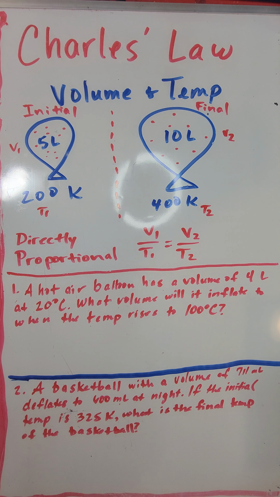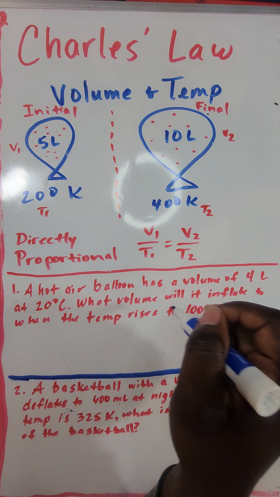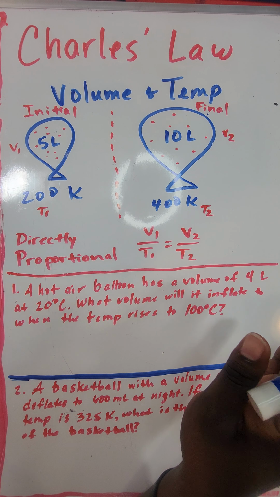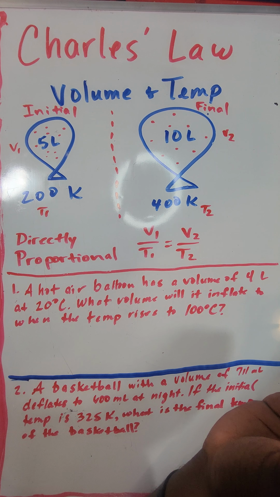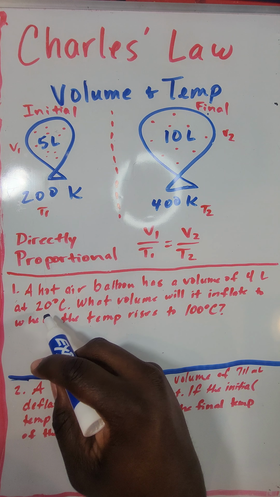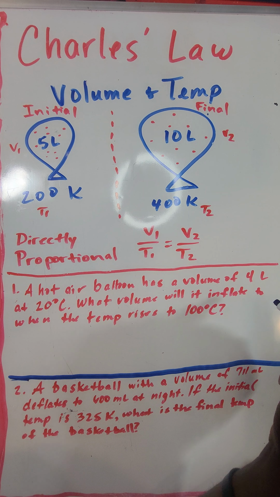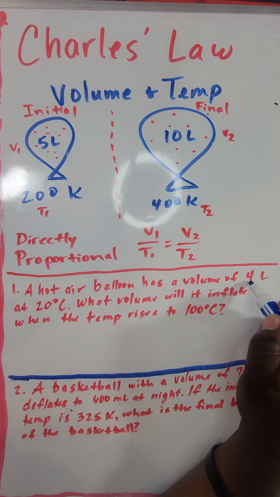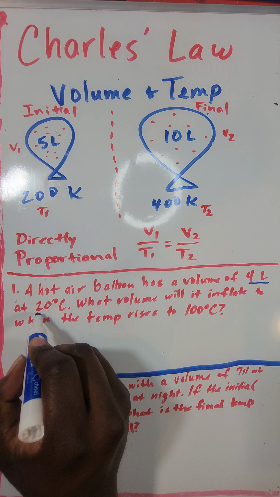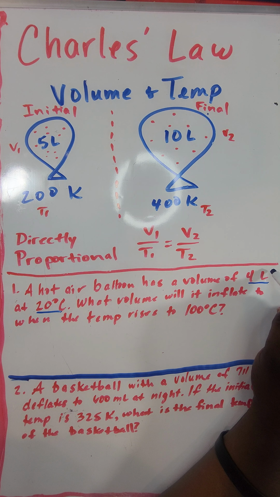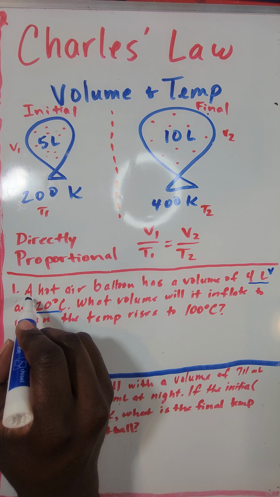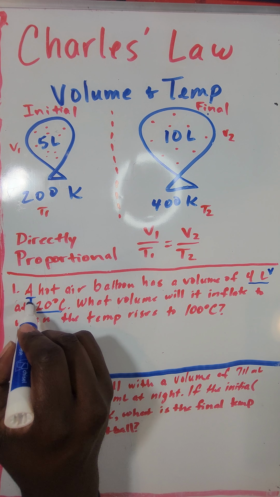All right, so let's look at our first practice problem. I did the math. This is completely improbable, but don't worry about it. Just go with it. A hot air balloon has a volume of 4 liters. So here we have a volume of 4 liters at 20 degrees Celsius. So we know that this is going to be a volume, and we know that this T over here, this Celsius, is going to be a temperature.